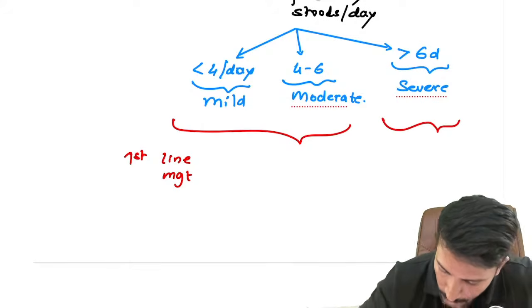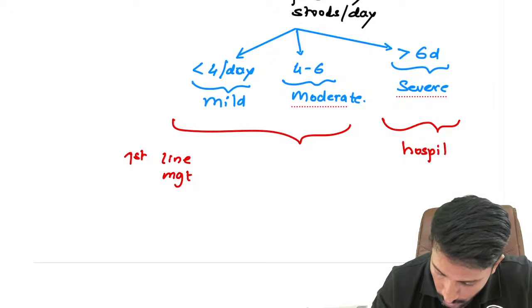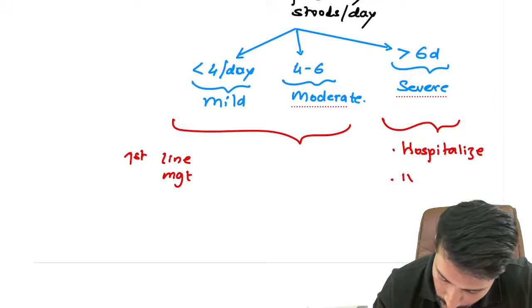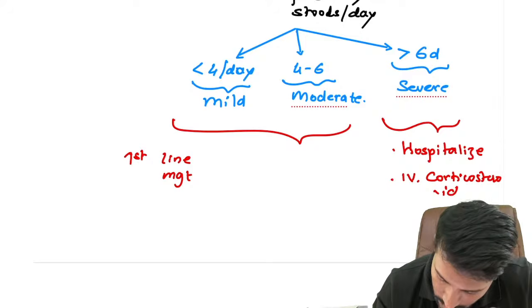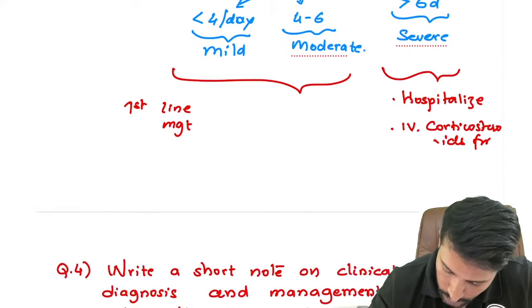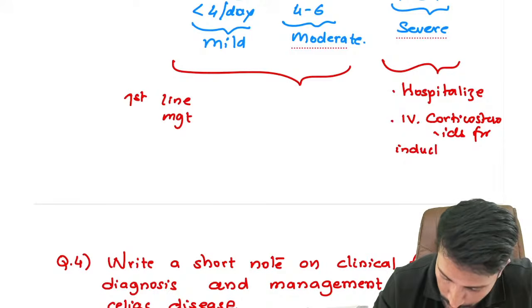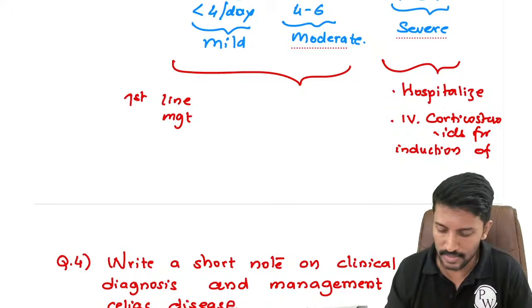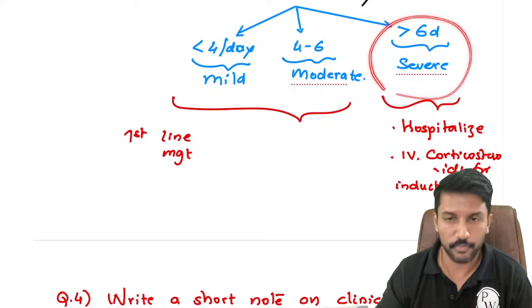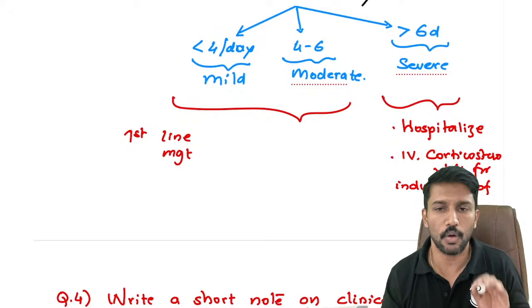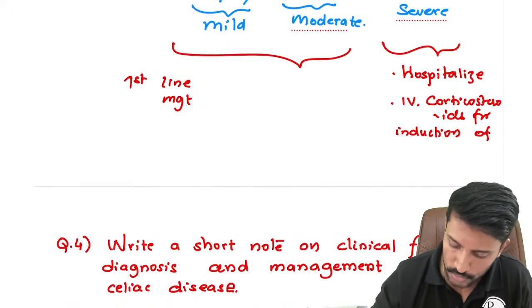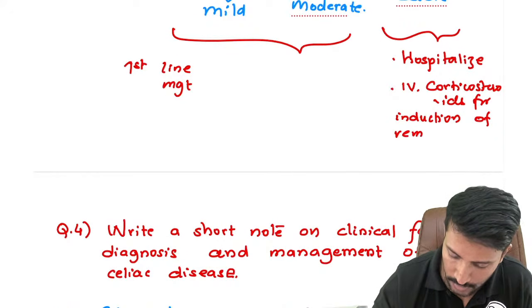And for the severe patients, they need to be hospitalized, IV corticosteroids for induction of remission. What do I mean by that? First, give the steroids to control the inflammation, because these patients may anytime end up with more severe complications. They may bleed profusely or they may develop toxic megacolon. So first, control the inflammation by giving IV corticosteroids for induction of remission.